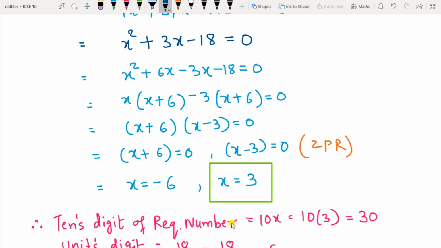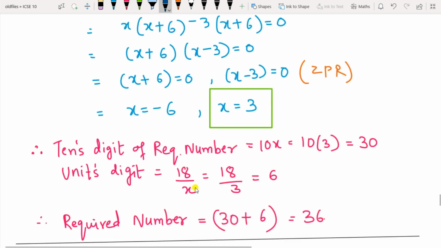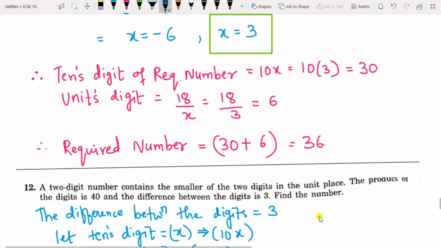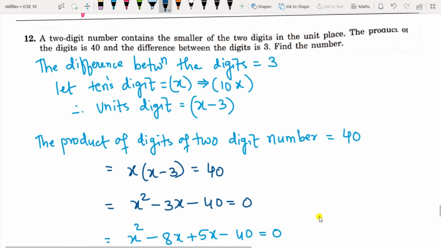Therefore the required tens digit number will be 10x. Place the value 3 here: 10 into 3 is 30, and the unit digit is 18 by x, that is 18 by 3, which is 6. So the required number is 30 plus 6, that is 36. So this is the way to solve questions on two-digit numbers.